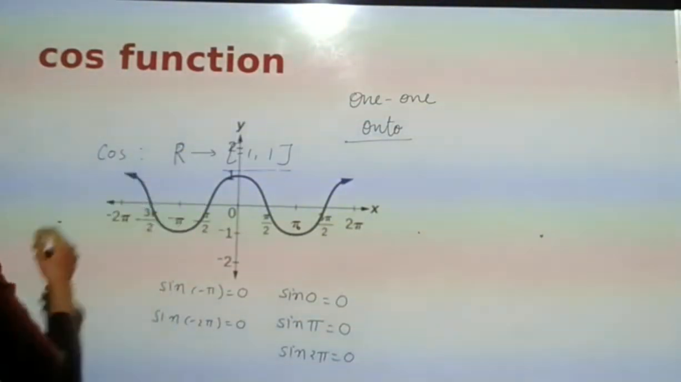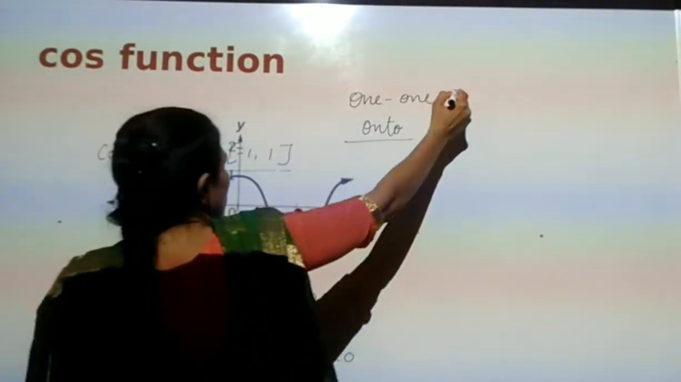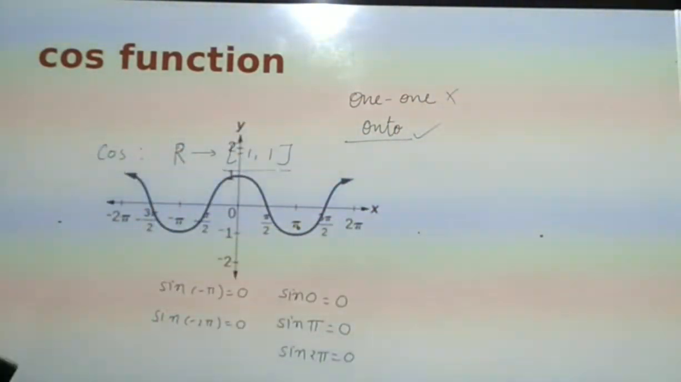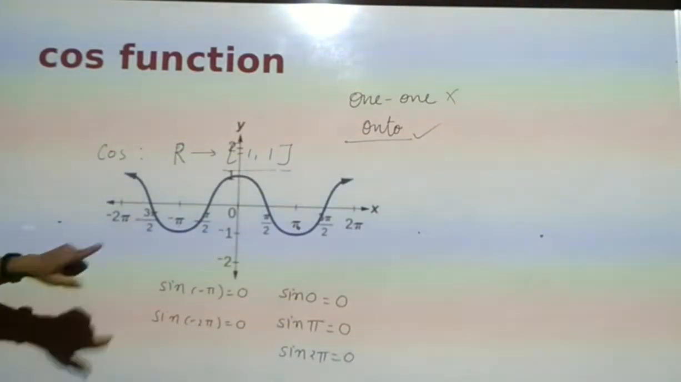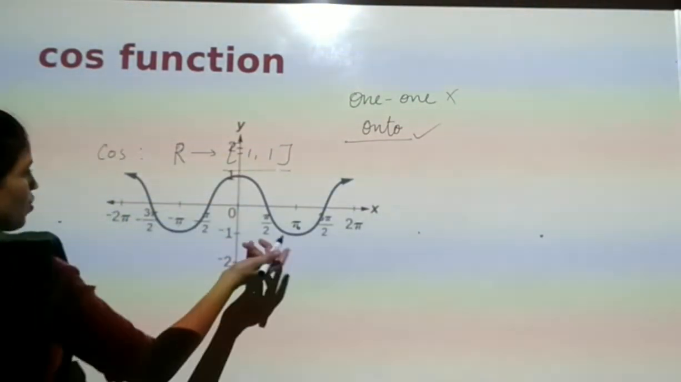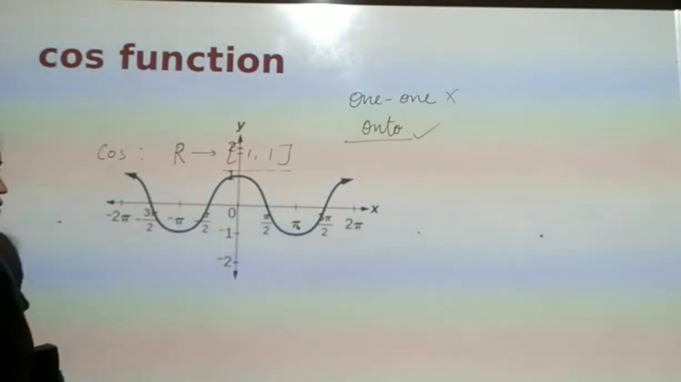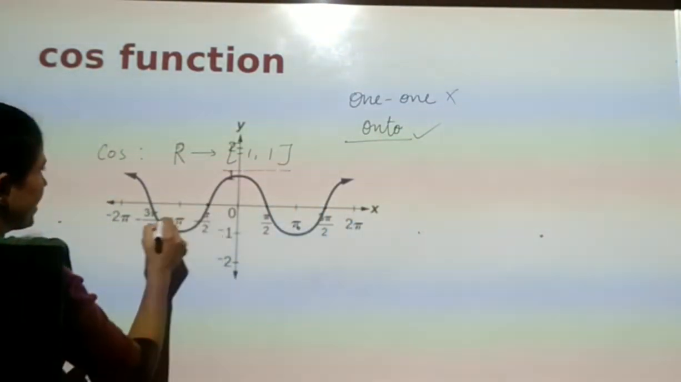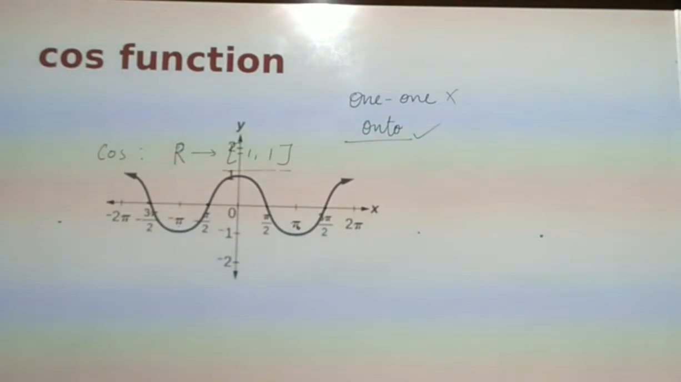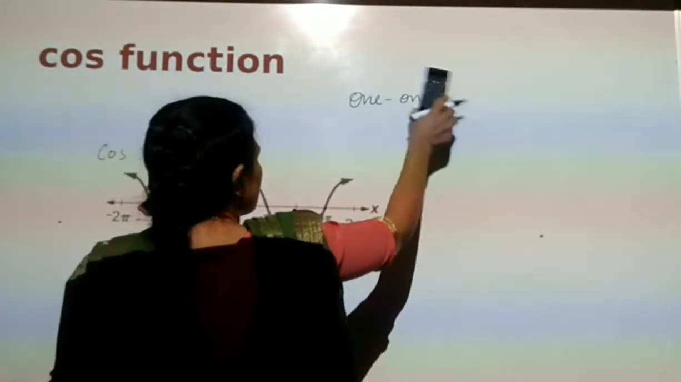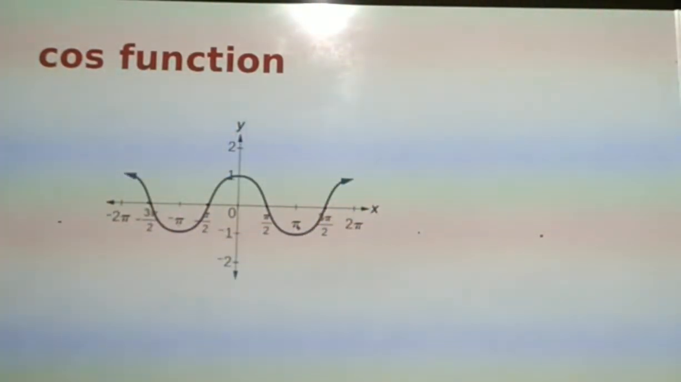Cos is a function from R to [-1, 1], which is not 1-1 but onto. Why not 1-1? Because you can check the values. Now check for 0: cos is 0 at pi by 2, 3 pi by 2, minus pi by 2, minus 3 pi by 2 and so on. So cos is also not 1-1.